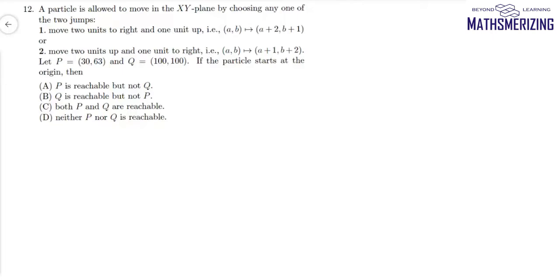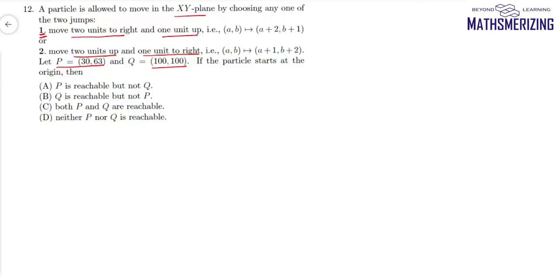Now in question number 12, it says a particle is allowed to move in the xy plane by choosing any one of the 2 jumps, that is either move 2 units to the right and 1 unit up, or move 2 units up and 1 unit to the right. Now they have given 2 points, which are P (30,63) and Q (100,100). So if the particle starts at the origin, then we need to find which of the given 2 points it can reach.